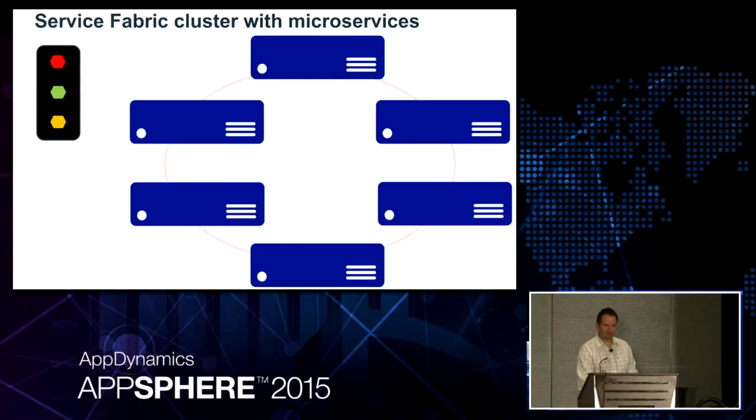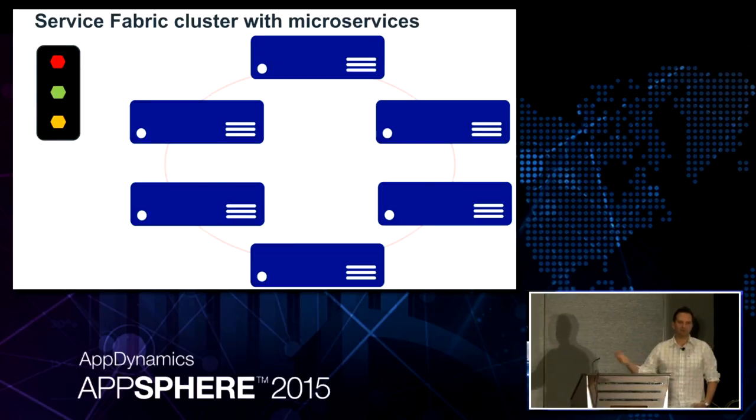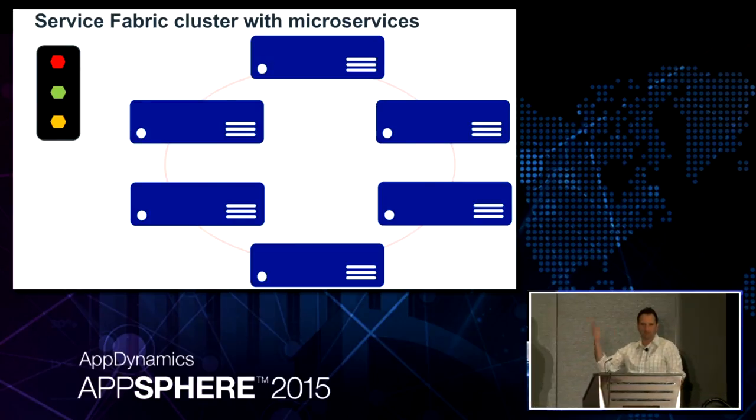So a Service Fabric cluster, and I'm going to show you this, just like a Mesos cluster, is a collection of virtual machines, except you don't need a ZooKeeper, right? So you don't need a leader election. We have it built in. You create a Service Fabric cluster, and leader election, everything is in there.